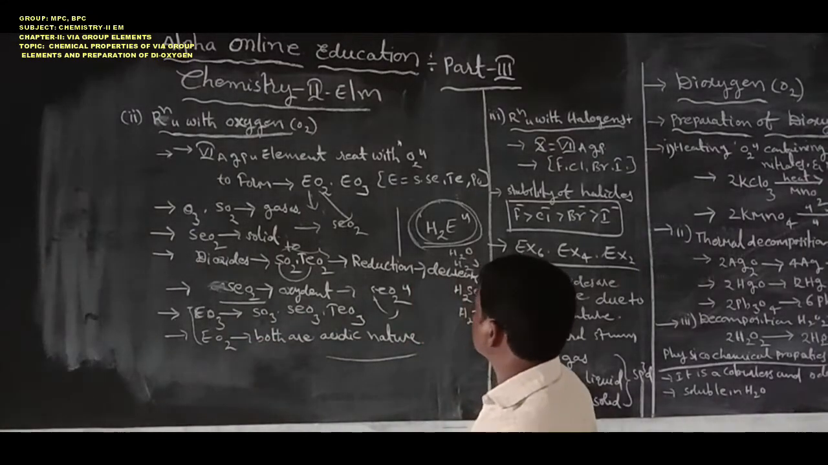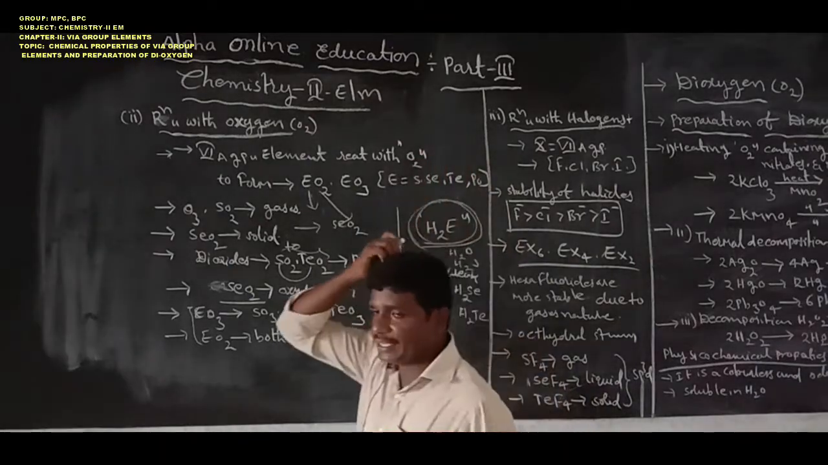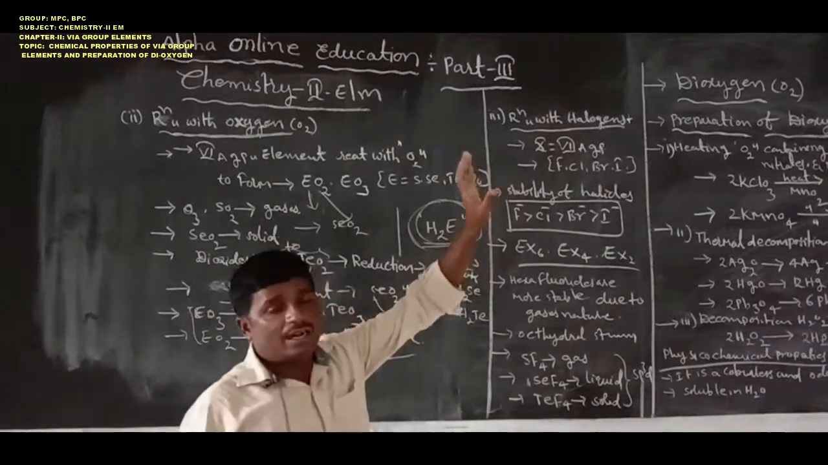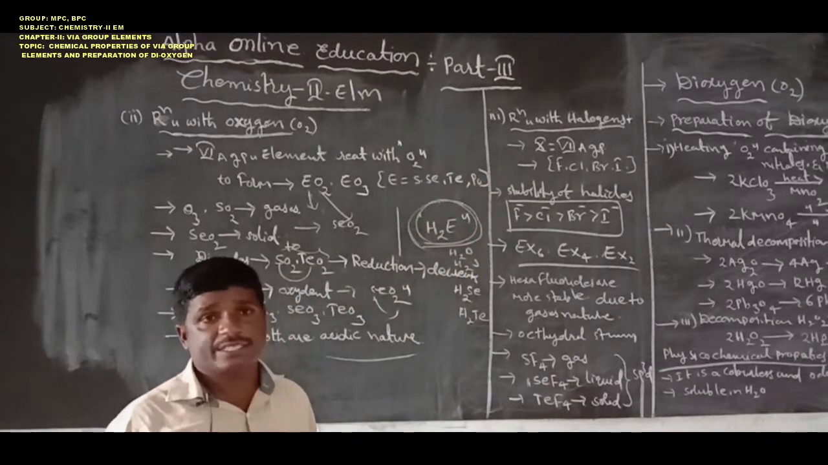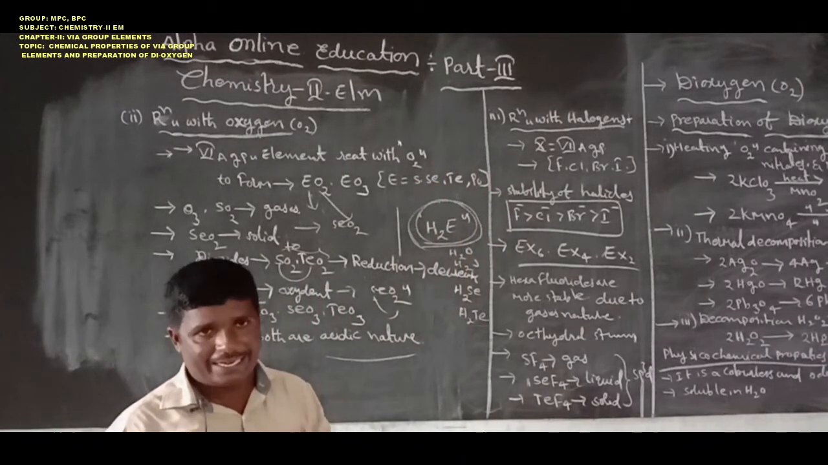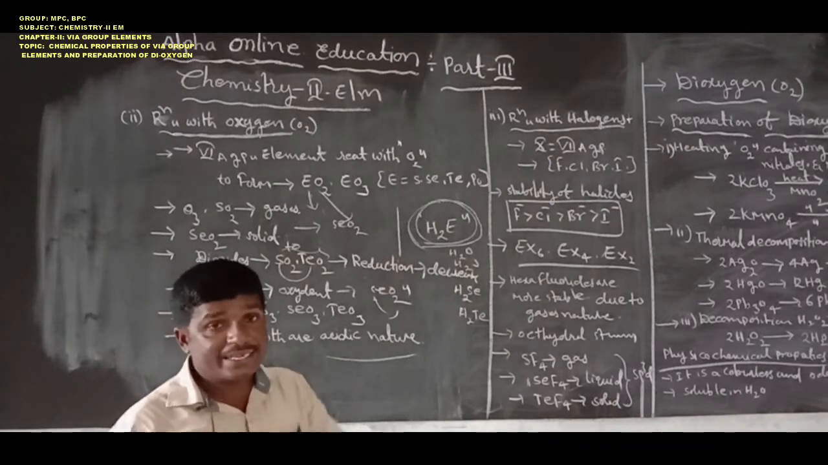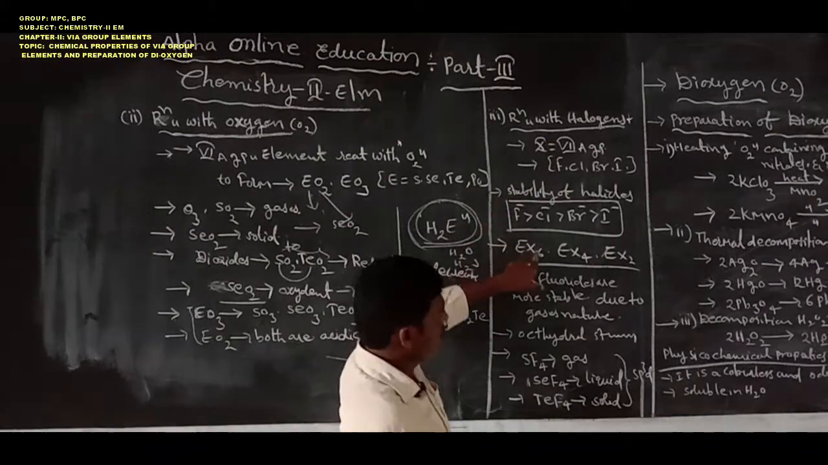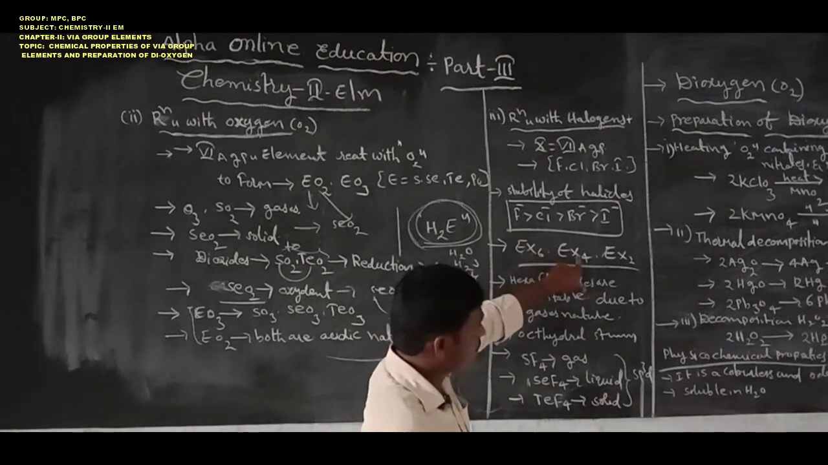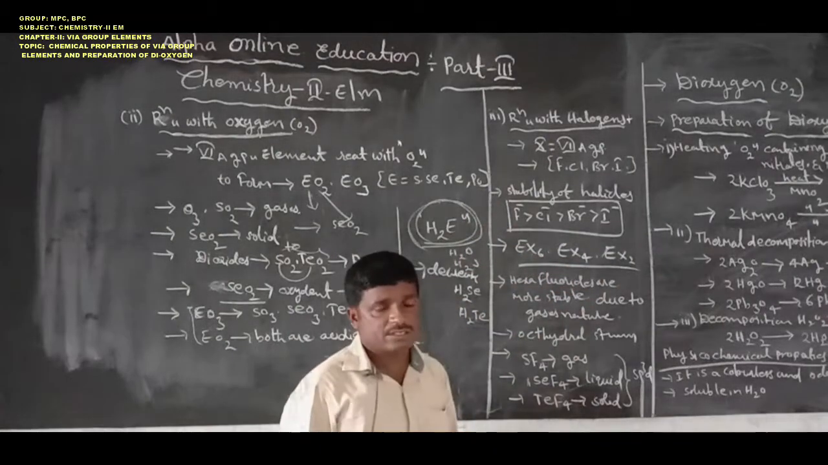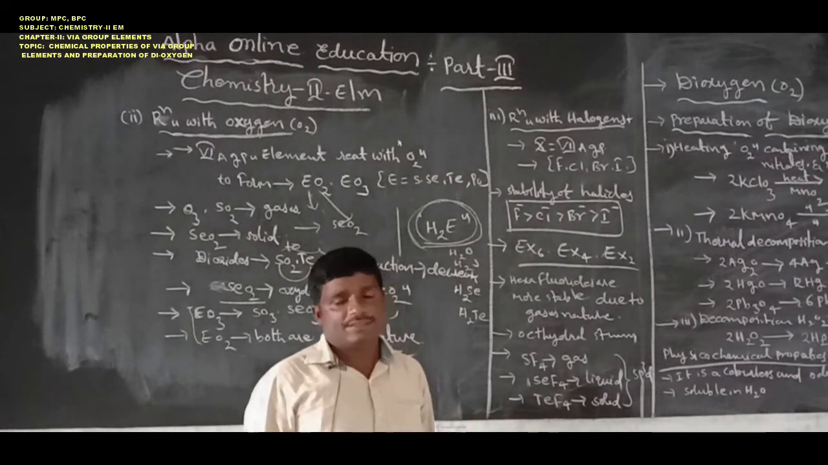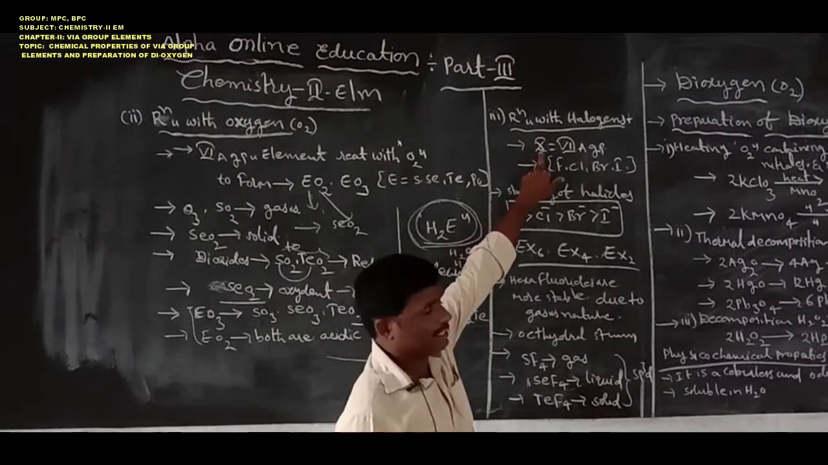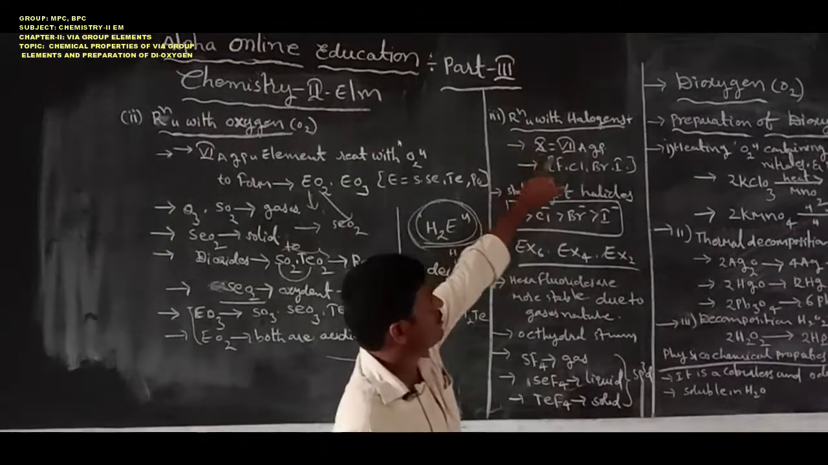Next, the third one is reaction with halogens. All 6A group elements react with halogens to form three types of halides: EX6, EX4, EX2. Halogens means 7th group elements, indicated by X. X is also called the 7th group elements.